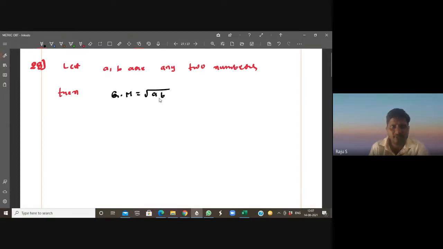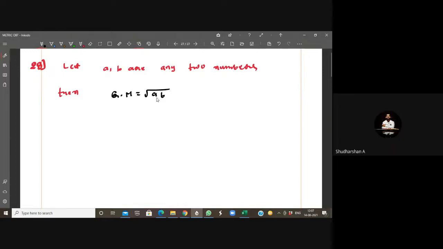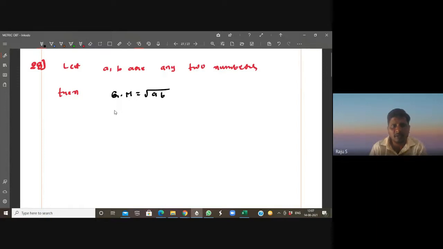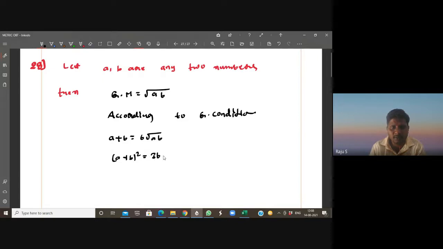Then after, the sum of the numbers A plus B is equal to 6 root AB, according to the given condition. So A plus B is equal to 6 times root AB. Then after, A plus B whole square is equal to 36 into AB. Am I right, students?